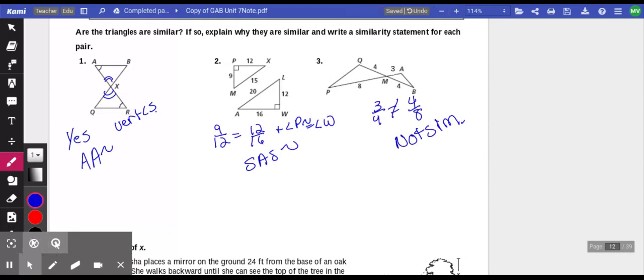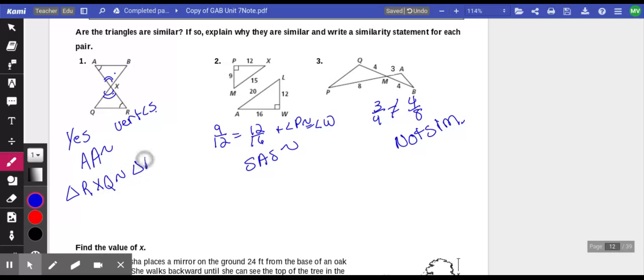Okay, so number 1, I have vertical angles. So yes, they are similar by AA similarity. And I forgot to write my statement. So that's triangle RXQ is similar to triangle AXB.